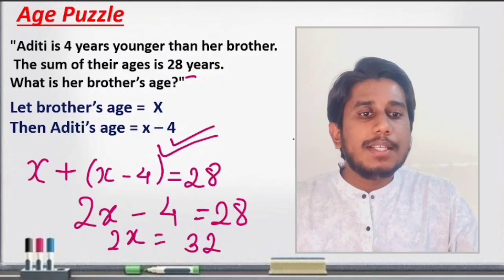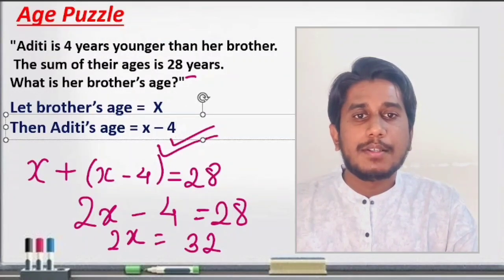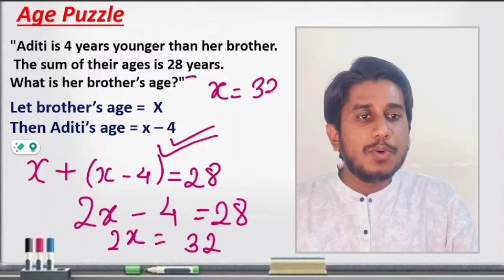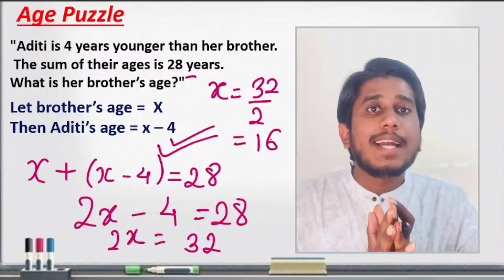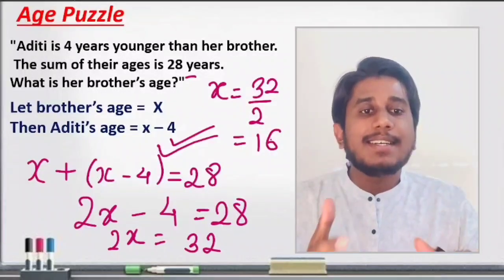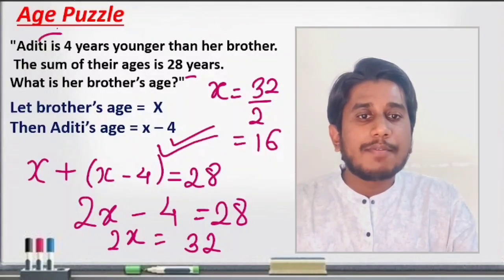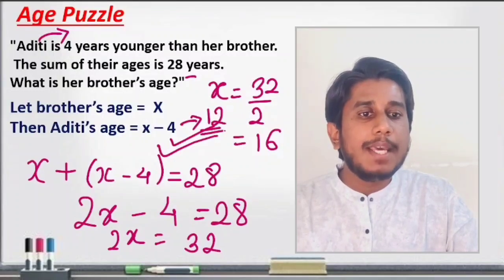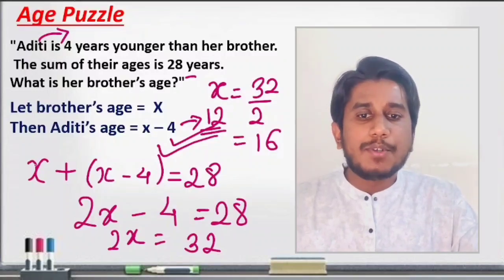And simply we can find the x value. We will get x equal to 32 by 2, that is simply 16. Now what did we get? 16. That is x, and x is the age of the brother. And the age of Aditi will simply be x minus 4, that will be 12. This is the simple example we have seen. Now let us move to another example.